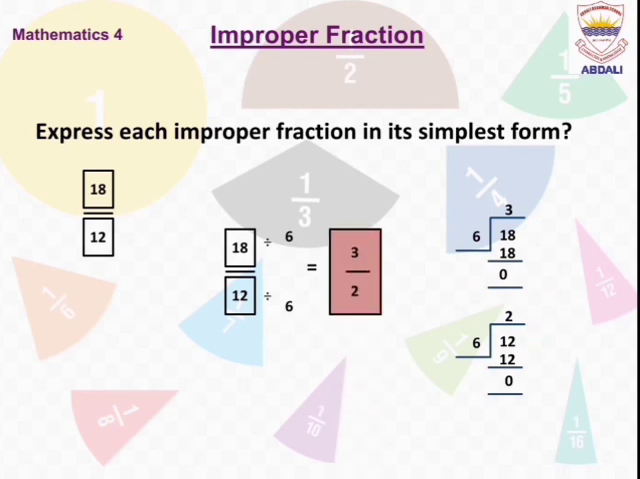Now write: when we divide 18 by 6, our quotient is 3. We write 3 in the numerator place, and when we divide 12 by 6, we get 2 as the quotient. We write this 2 in the denominator place. The simplest form of 18 by 12 is 3 by 2.